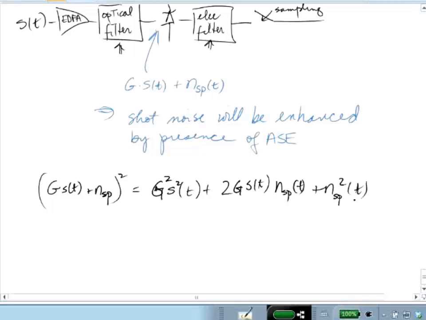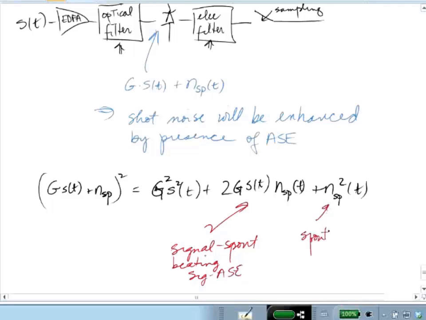Everything that I'm describing today is discussed in the Olsson paper in Appendix A. The vocabulary we use is that this is the signal spontaneous beating, or the signal-ASE beating, and this is the spontaneous-spontaneous beating term, or the ASE beating term.